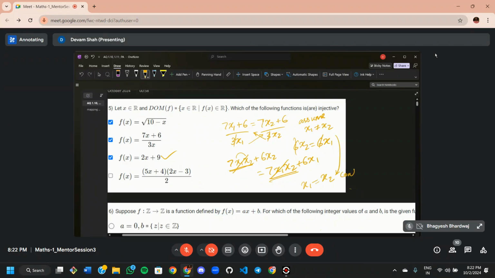Contradiction. Hence, it's 1-1. You can't cancel x1 and x2 at any time because they are different.